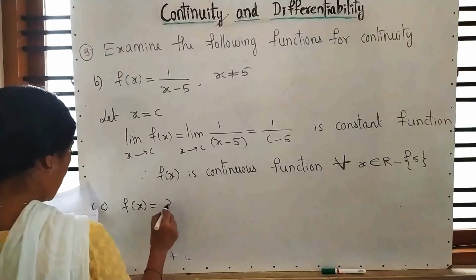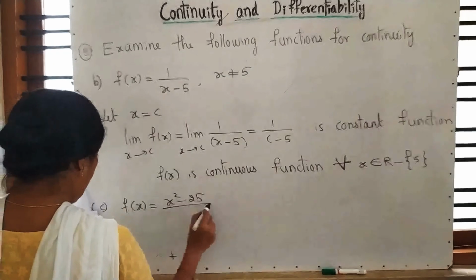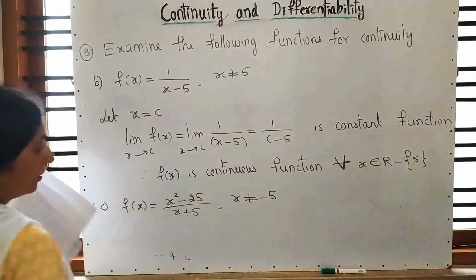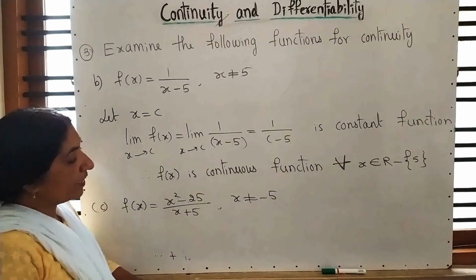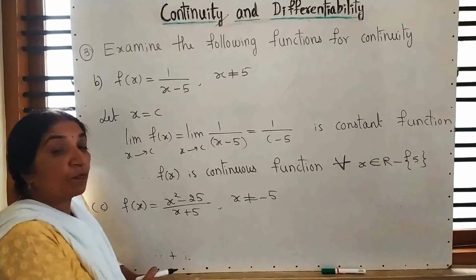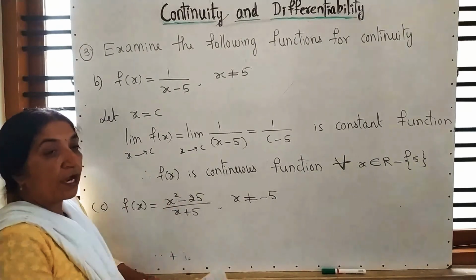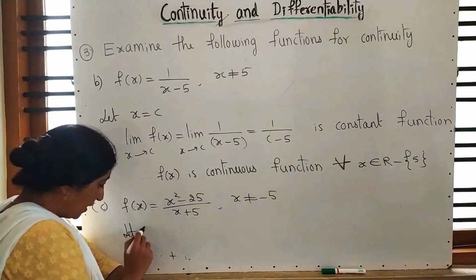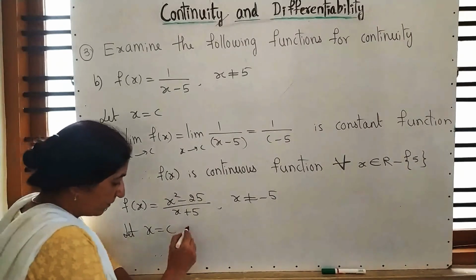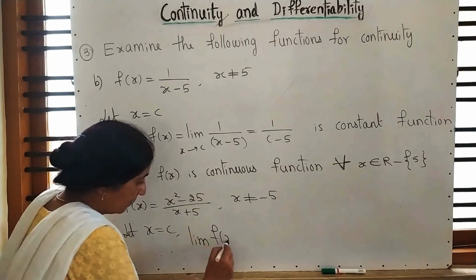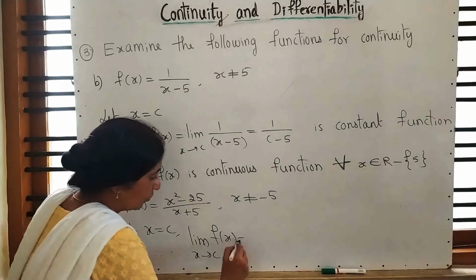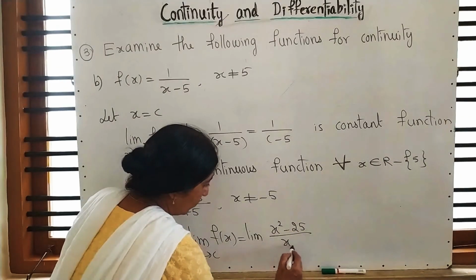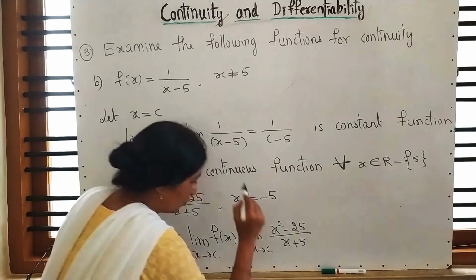f of x is equal to x square minus 25 upon x plus 5, x is not equal to minus 5. See, here also the condition is very important. Why? Because if you write x is equal to minus 5, you will get 0 by 0. And you know that 0 by 0 is meaningless. Now I am taking some constant x is equal to c. Limit f of x as x tends to c is equal to limit x square minus 25 upon x plus 5 as x tends to c.